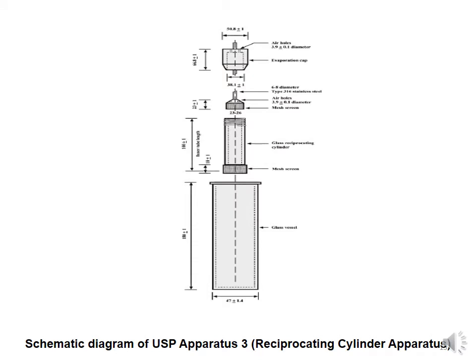USP dissolution apparatus 3. This is a schematic representation of the USP apparatus 3. The assembly consists of a set of cylindrical, flat bottom glass vessels. These are the glass vessels. A set of glass reciprocating cylinders. These are the reciprocating cylinders. Inert fittings and screens. These are the screens.